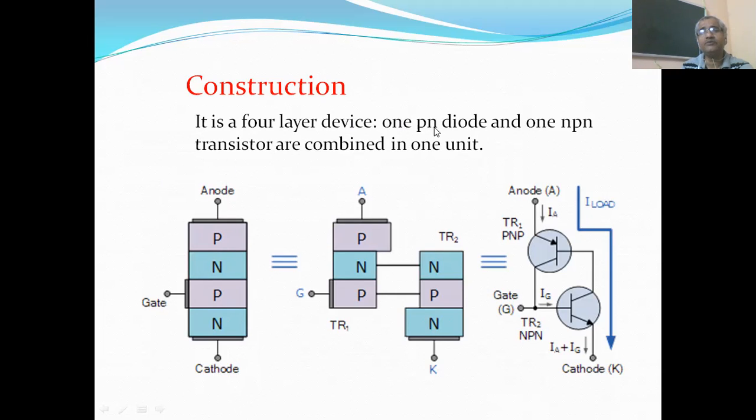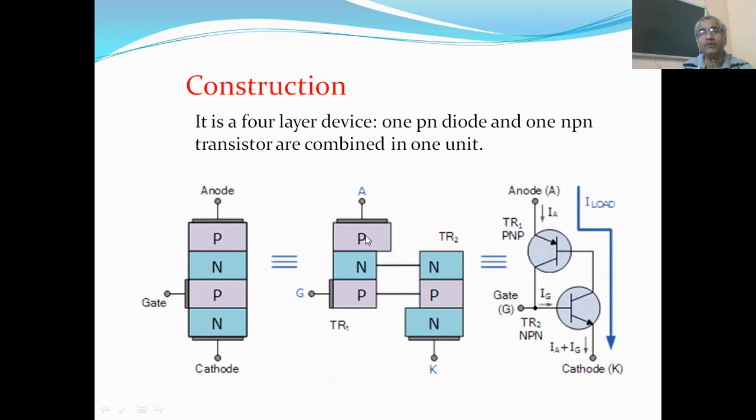So it is a 4-layer device. One PN diode and one NPN transistor are combined in one unit. Now this construction can be visualized in terms of 2 transistors connected back to back. Suppose this is a PNP transistor, and this is an NPN transistor. So the N is acting as a collector, and this is the base of this P. So the base of one transistor is the collector of the other transistor.